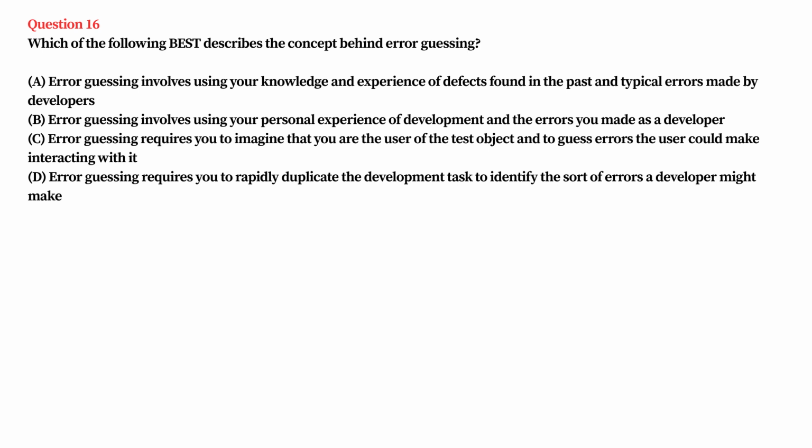Answer C is not correct. Error guessing is not a usability technique for guessing how users may fail to interact with the test object. Answer D is not correct. Duplicating the development task has several flaws that make it impractical, such as the tester having equivalent skills to the developer and the time involved to perform the development. It is not error guessing.